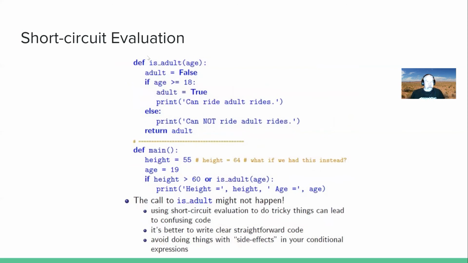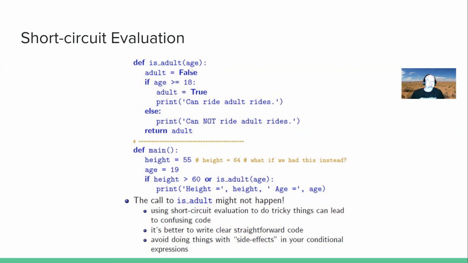Okay, so if we have this function over here that's defined as is_adult, we're basically testing if age is greater than or equal to 18. If the parameter age is greater than or equal to 18, if they're an adult, then we assign true to adult, and print "can ride adult rides", else "cannot ride adult rides", right? And it'll return the value of adult, which by default we're setting to false.